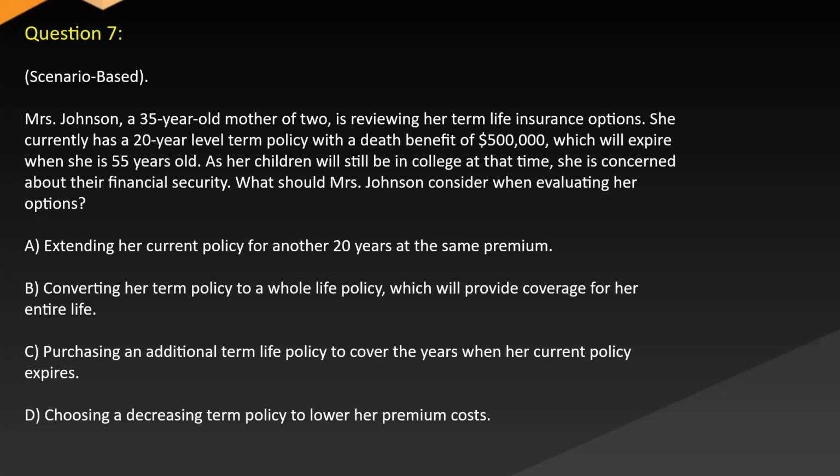Question 7. Scenario-based. Mrs. Johnson, the 35-year-old mother of two, is reviewing her term life insurance options. She currently has a 20-year level term policy with a death benefit of $500,000, which will expire when she is 55 years old. As her children will still be in college at that time, she is concerned about their financial security. What should Mrs. Johnson consider when evaluating her options? A. Extending her current policy for another 20 years at the same premium. B. Converting her term policy to a whole life policy, which will provide coverage for her entire life. C. Purchasing an additional term life policy to cover the years when her current policy expires. D. Choosing a decreasing term policy to lower her premium costs.